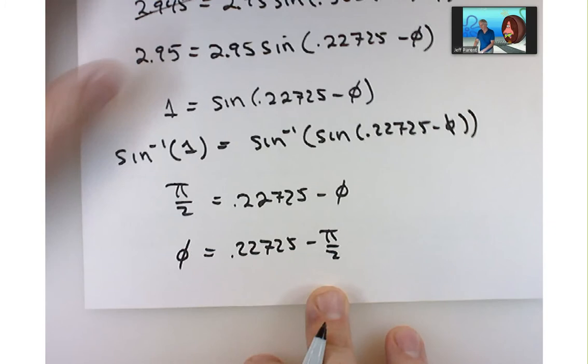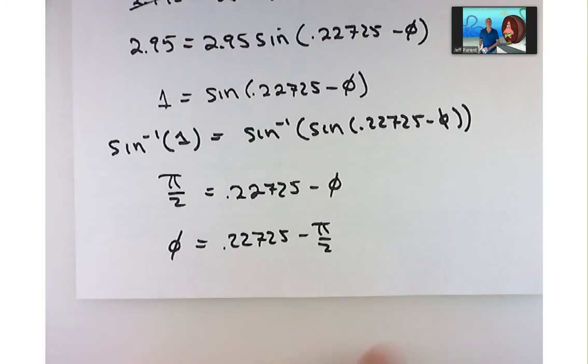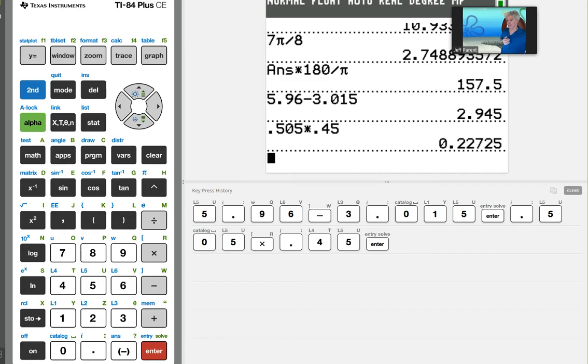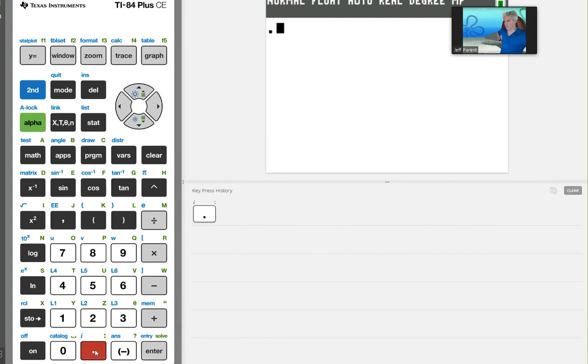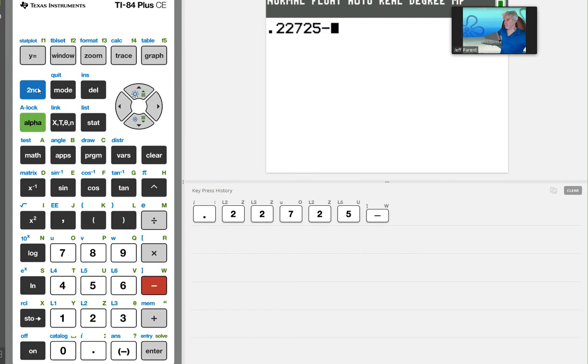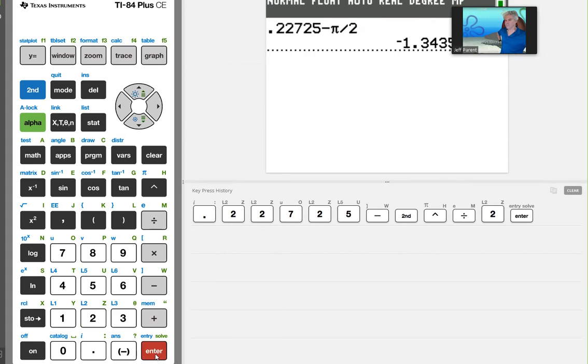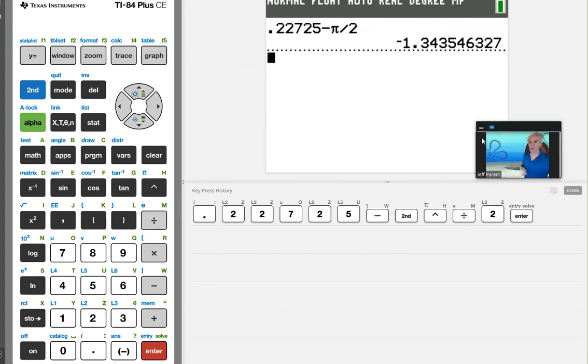So now to get phi, all I need to do is come up with a numerical value for phi. So let's clear out a bunch of old stuff and type in 0.22725 minus pi over 2. So negative 1.31435, etc.